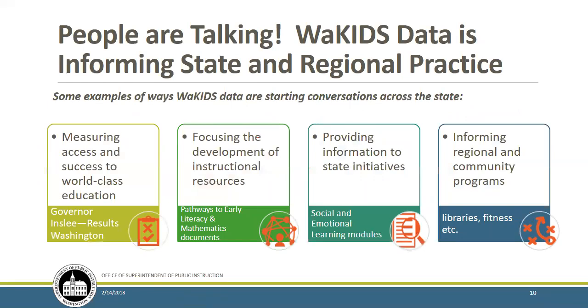We know that people are using the WAKIDS data to inform state and regional practice. So we use it to measure access and success to our world-class education. We also know that it's used to focus the development of instructional resources, such as the pathways for literacy and the pathways for math. And we're looking at doing some more work around social and emotional. We know that it provides information to state initiatives, like I said, the social emotional learning modules and other work that's popping up. And then it's informing regional and community programs. So we're making connections with libraries and YMCAs and fitness programs and the like.